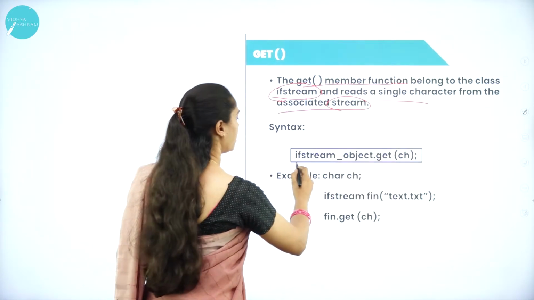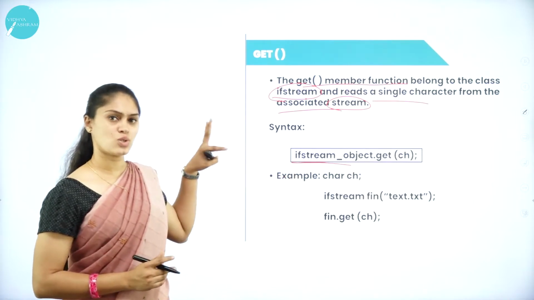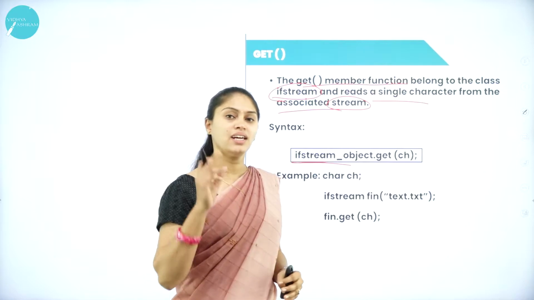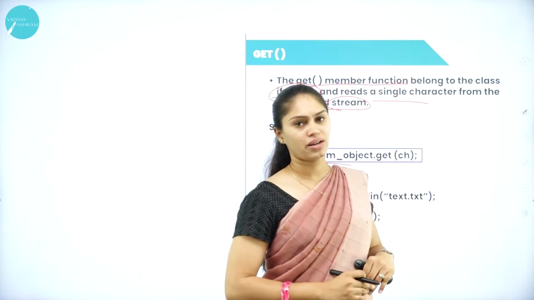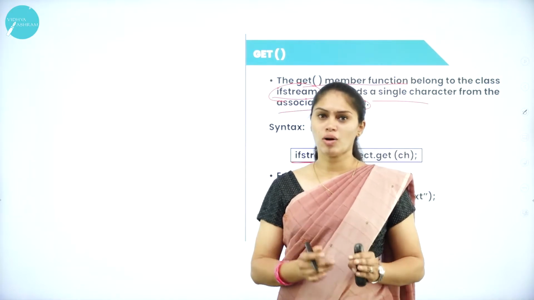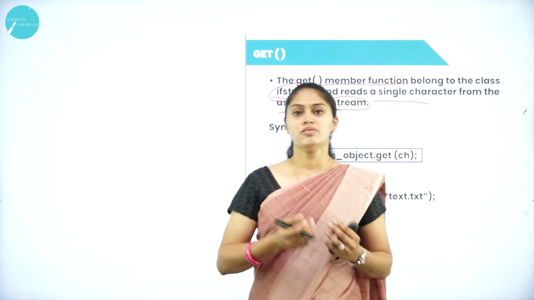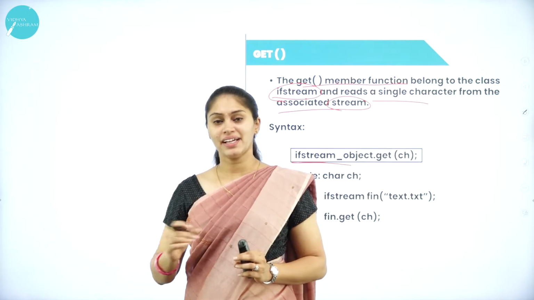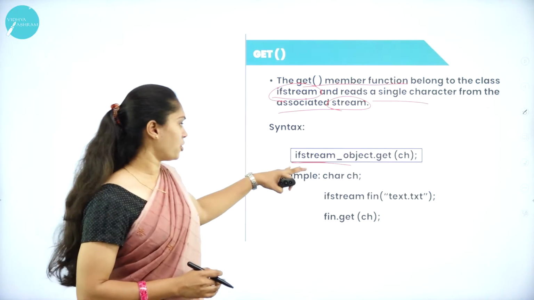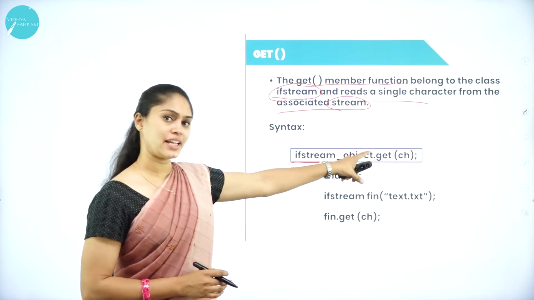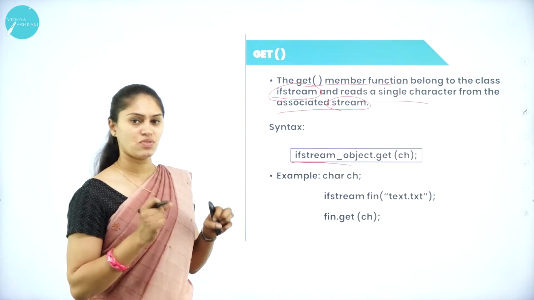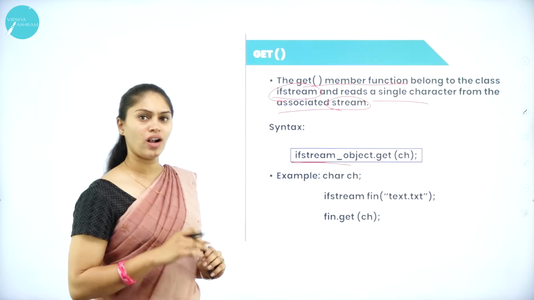Here I need to take an ifstream object. When it comes to an ifstream object, ofstream object or fstream object, what you have to remember is that first I need to create an object for a particular stream. Then, with that object and the dot operator, I can access the member function. So here it is ifstream object dot get of ch, where ch is a single character which will be read by the function get.